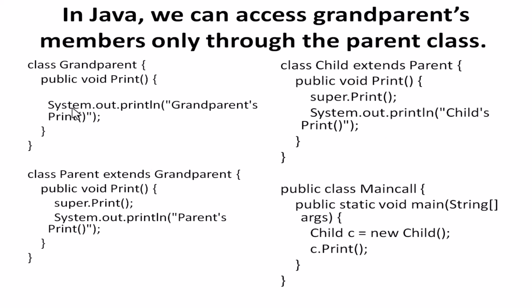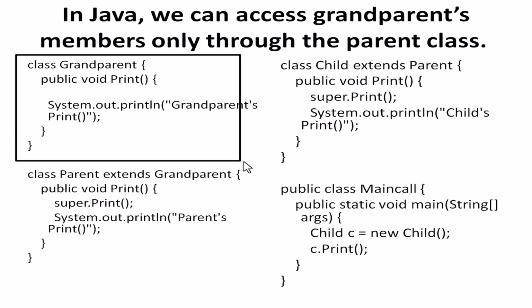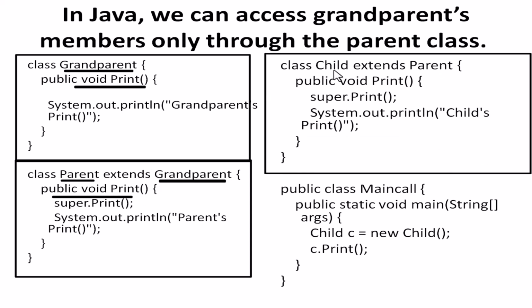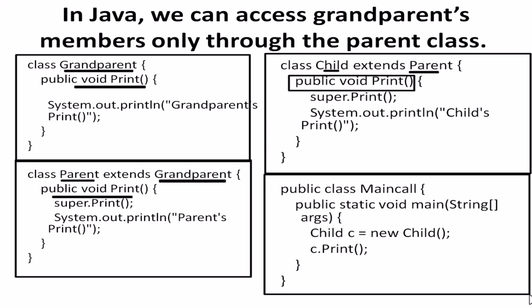Here, we have created a total of 4 classes. Grandparent is the first class, so it has a method void print. Parent is another class. It extends from the grandparent. It has a method called print. Another class we have is child. It extends from the parent. It also has a method called print. Next, another class called main class.